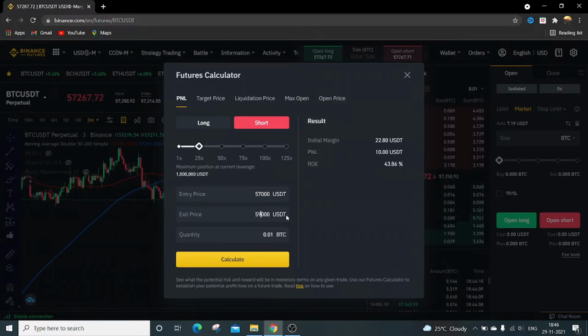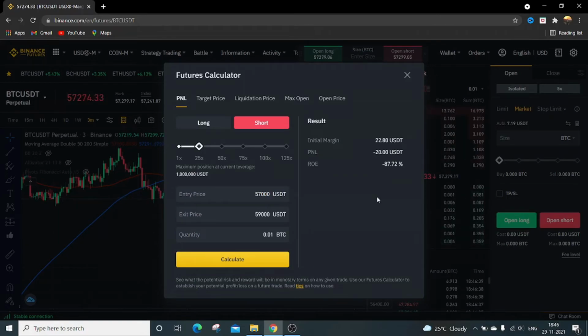In a similar way, if the trade goes in the inverse direction, that means it went up to 59,000, and I exit at this point and calculate, it will give me a minus 20 loss. That means 20 USDT will be lost at the initial margin of 22.80. That means the ROE, that is return on equity, will be 87.72%. So in this way you can calculate the PNL before taking the position in Binance Futures.